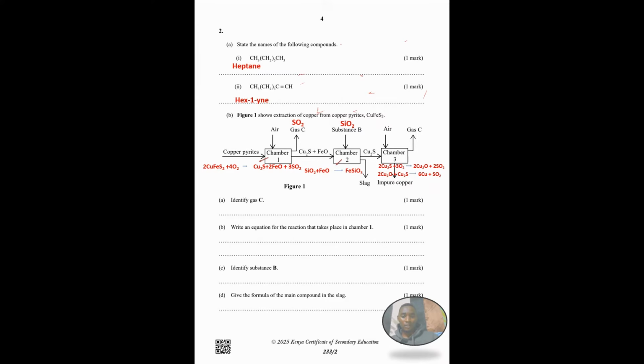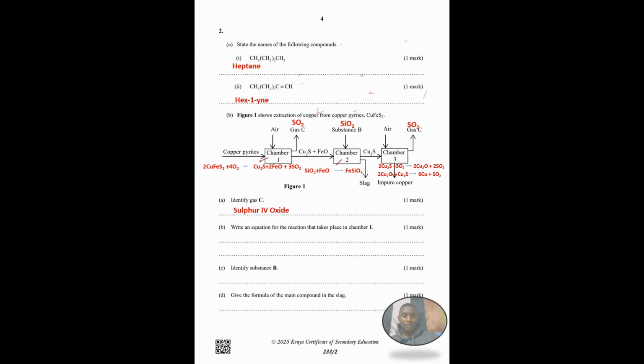gas. So looking at that breakdown, we are able to answer the questions that follow. We are being asked to identify gas C. Gas C, in this case, we can see it at this point and also at this point. So gas C is sulfur 4 oxide.